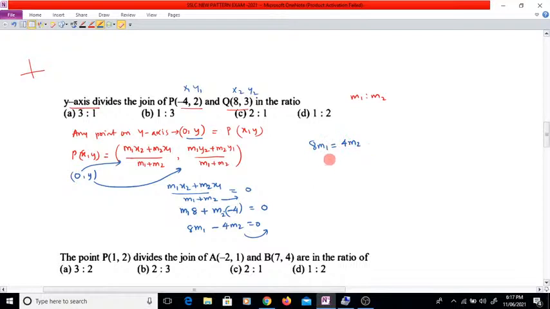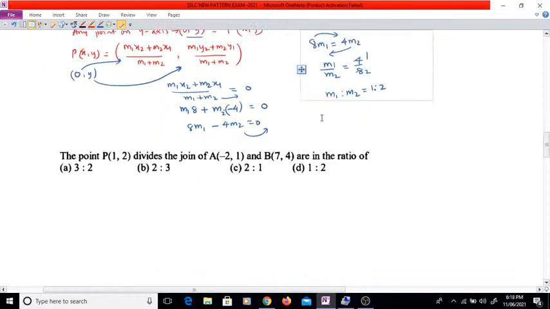Now reshuffle the terms, that is, transfer this m2 onto this side and 8 onto this side. That is m1 divided by m2 equals 4 divided by 8. So 4 ones are 4, 4 twos are 8, therefore m1 is to m2 is equal to 1 is to 2. So what is the answer here? 1 is to 2 is the answer, that is option D is the right answer.